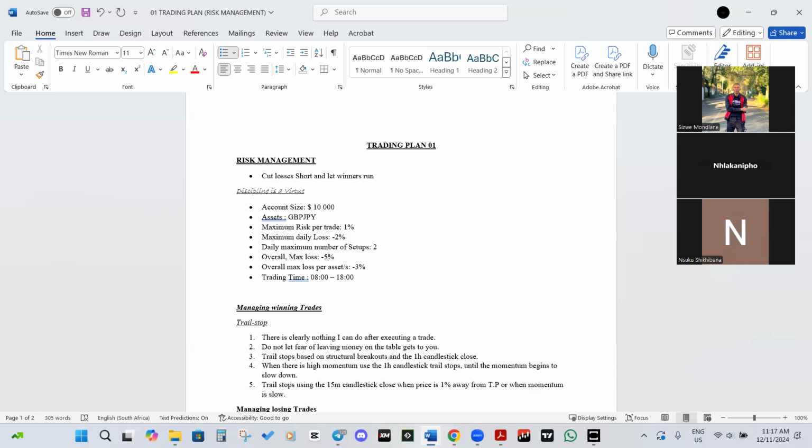So this is a rule which helps me know whether I'm still following my rules. Why am I taking so many losses? My account is now down 5%. So if I reach negative 5% on my equity, I'll stop trading and then start to refine everything.